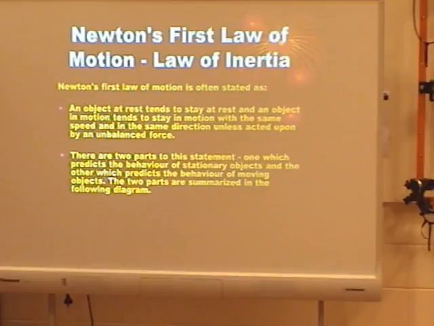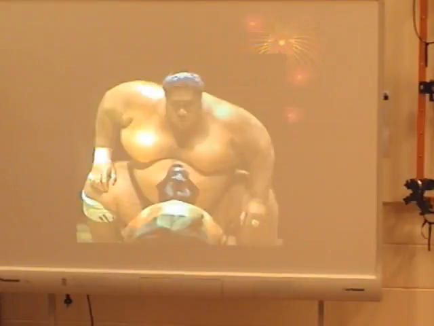Now, one part says if you're moving in a direction, you're going to keep doing that until some other force acts on you, and then you might change directions. And the other one is saying you're going to stay still until you have a different force. And so Tim says that this summarizes the diagram.